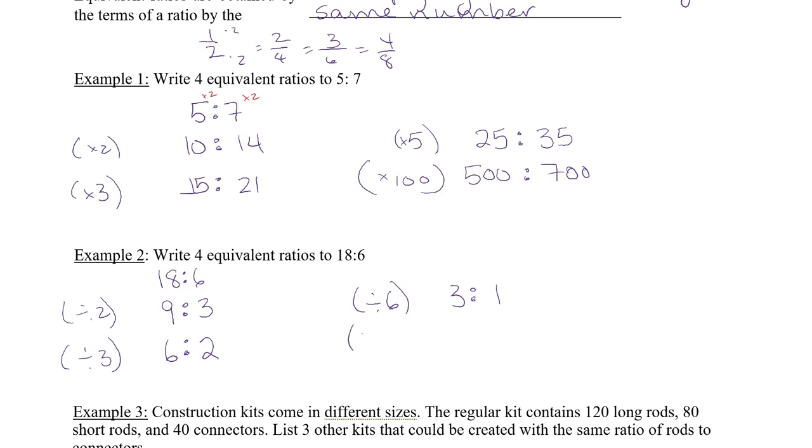So let's now multiply by something. We'll keep it nice and simple. Multiply by 2. 18 times 2 is 36, and 6 times 2 is 12. So there's 4 equivalent ratios to 18:6. So if I had 9 of one thing and 3 of another, I would have a 9:3 ratio, which is the same as an 18:6 ratio, which is the same as a 6:2 ratio, or 3:1, or 36:12 ratio.